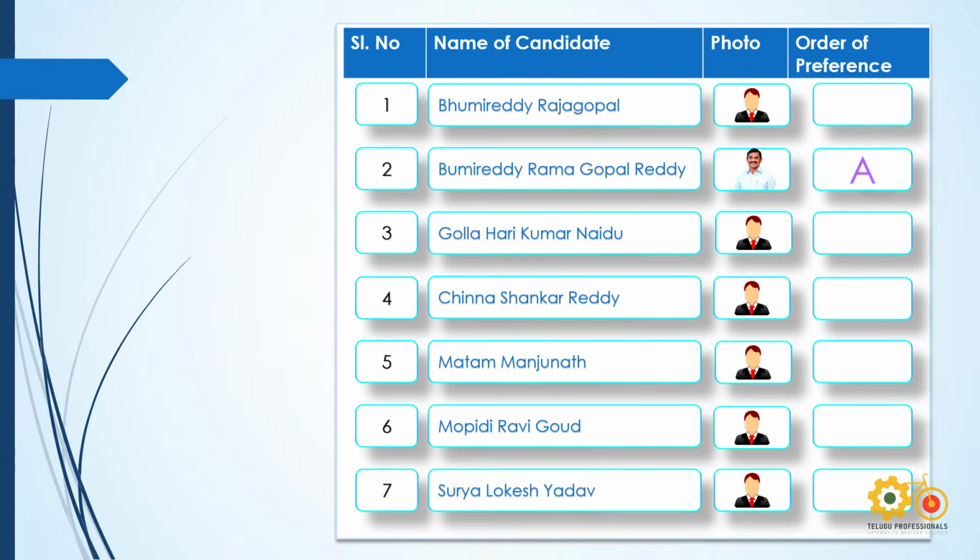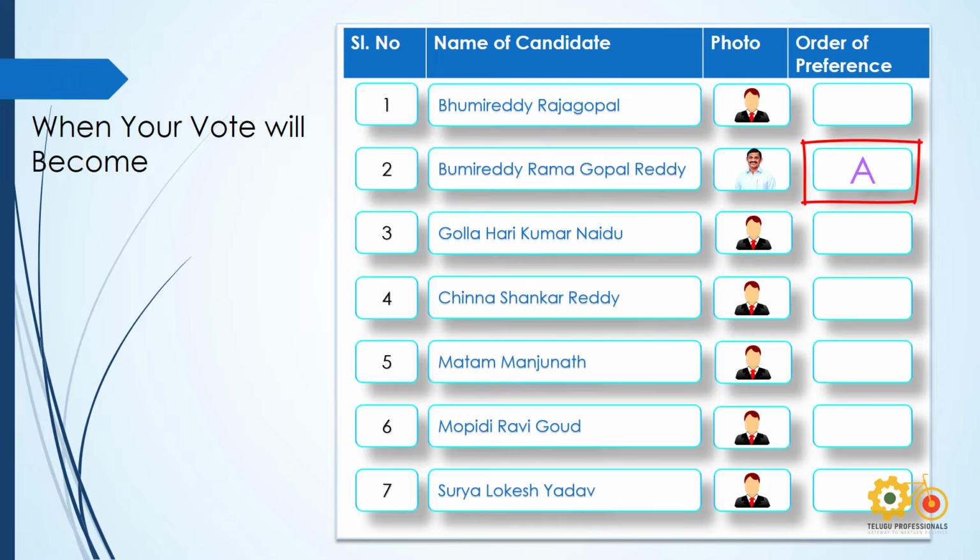Seventh scenario, if you use alphabets to give your order of preference, then your vote can become invalid. Eighth scenario, if you use right or wrong signs to give your order of preference, then your vote can become invalid. And ninth scenario, if you use a thumb impression to give the order of preference, then your vote can become invalid.